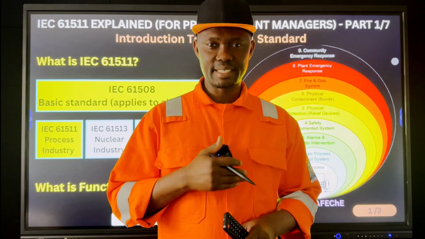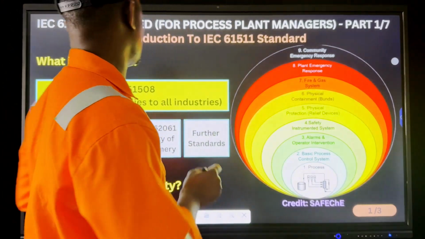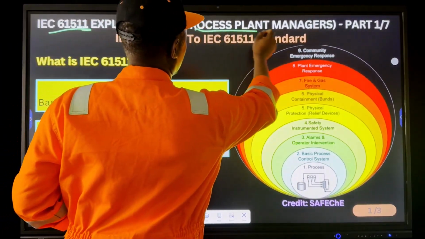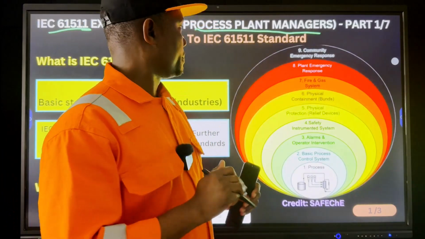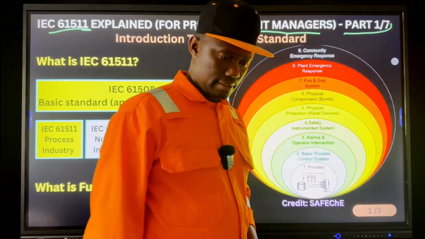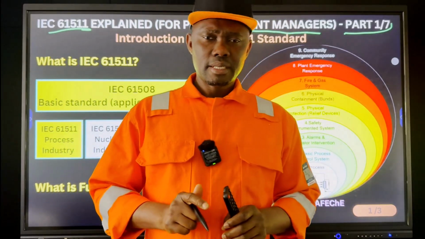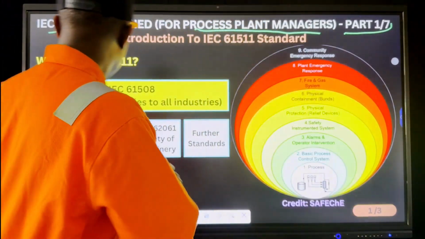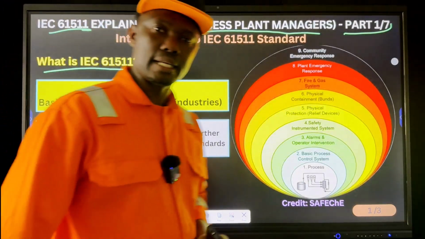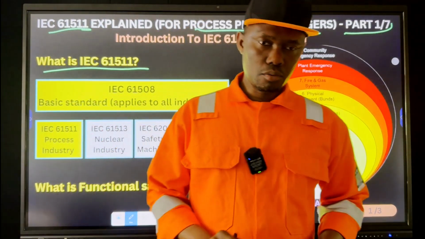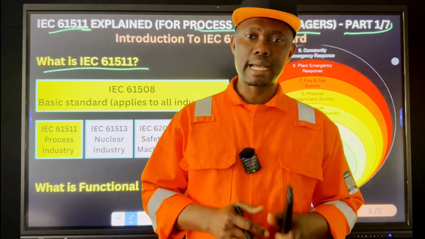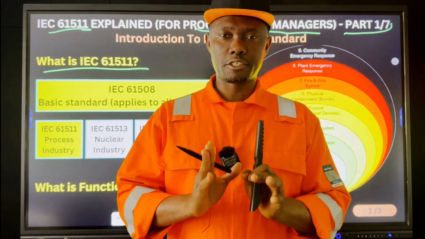My name is Daniel, and in today's section, we'll be looking at the IEC 61511 standard, explained for process plant managers. This is going to be part one of a 7-part video series. And I would like to start by asking, what is the IEC 61511 standard all about? IEC 61511 is an international functional safety standard for the process industry sector.